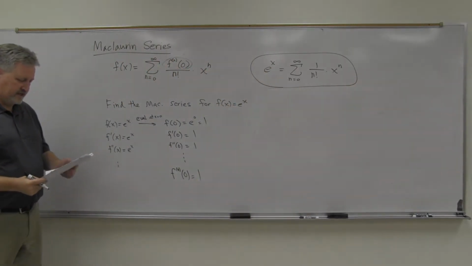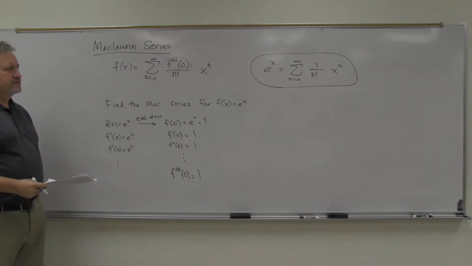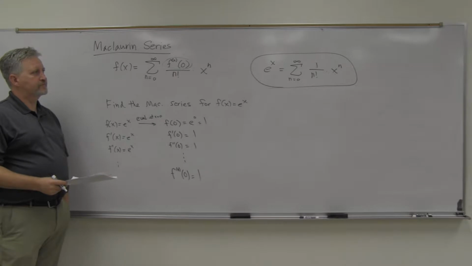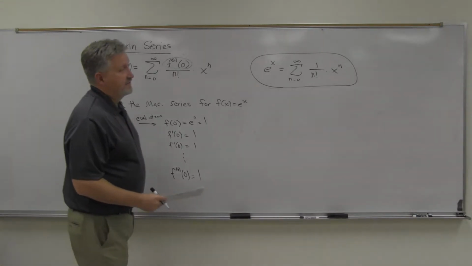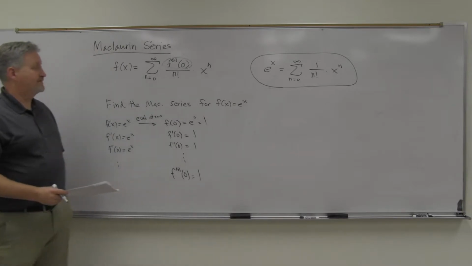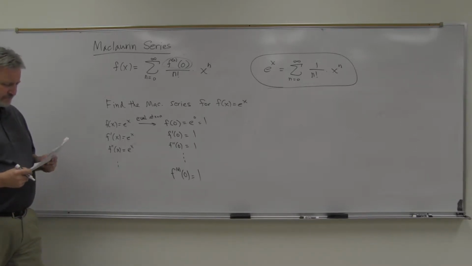So that would be e to the x, basically centered at 0. So yeah, that's definitely different from our previous 1 over 1 minus x. That's e to the x. That's a totally different function there.